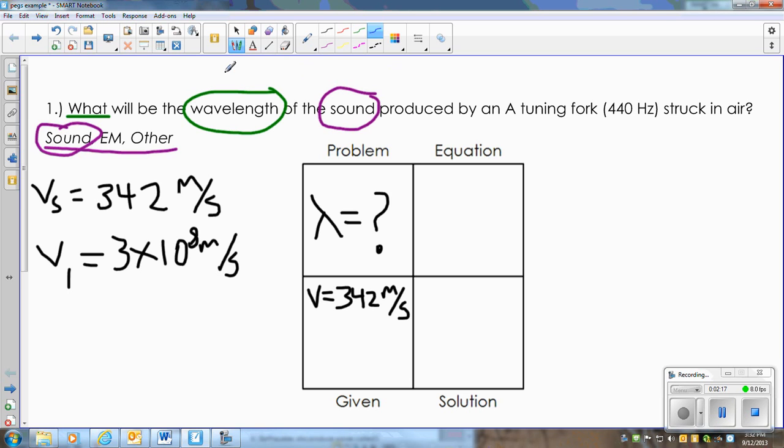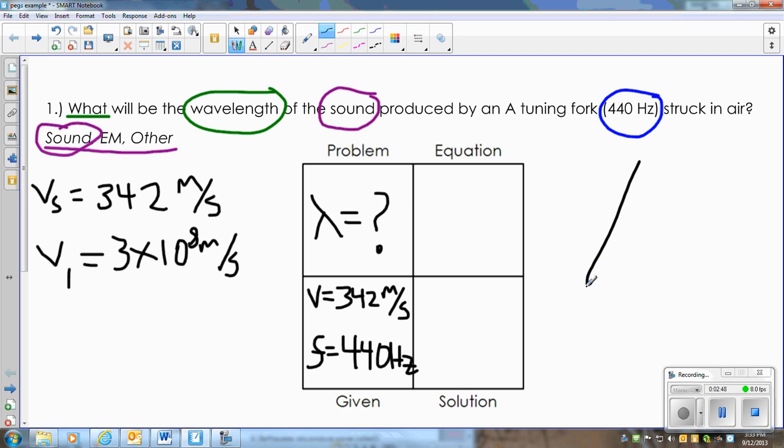The next step is to find our other piece of given information. So I go back to reading the problem. What will be the wavelength of the sound produced by an A tuning fork? And then it gives me the frequency. I know that's frequency because it's got units of Hz or hertz. Anytime you see that unit, you're dealing with a frequency. And I'm going to write the frequency in the same space as where I put the speed. You're going to list all of your given information in that one little box.